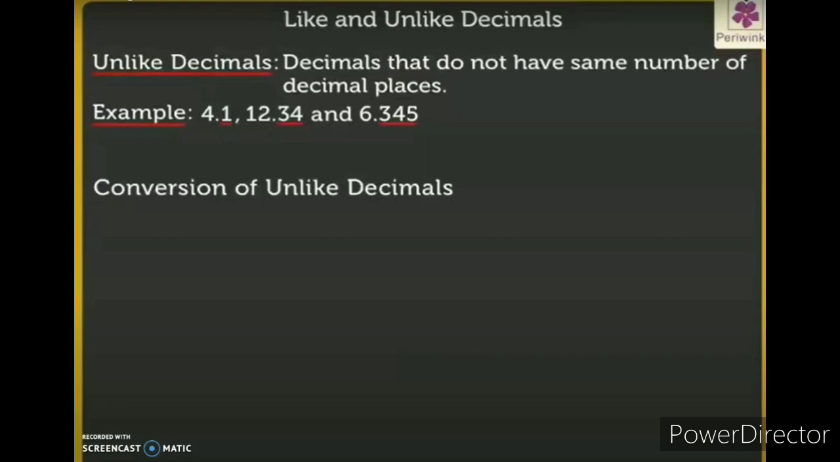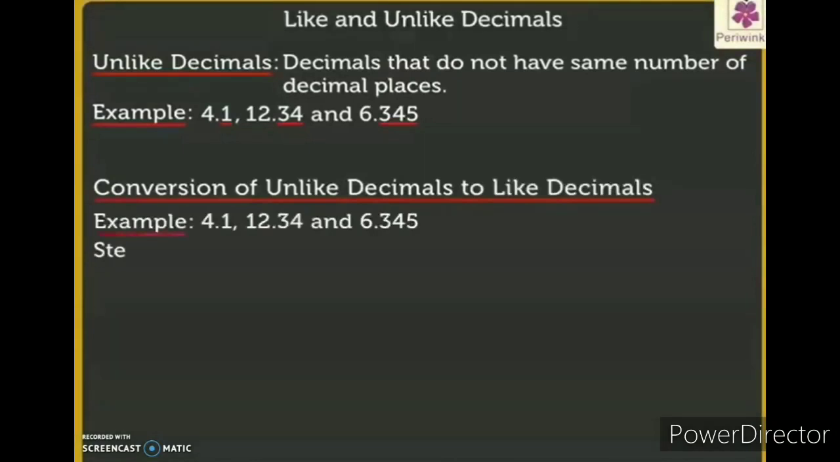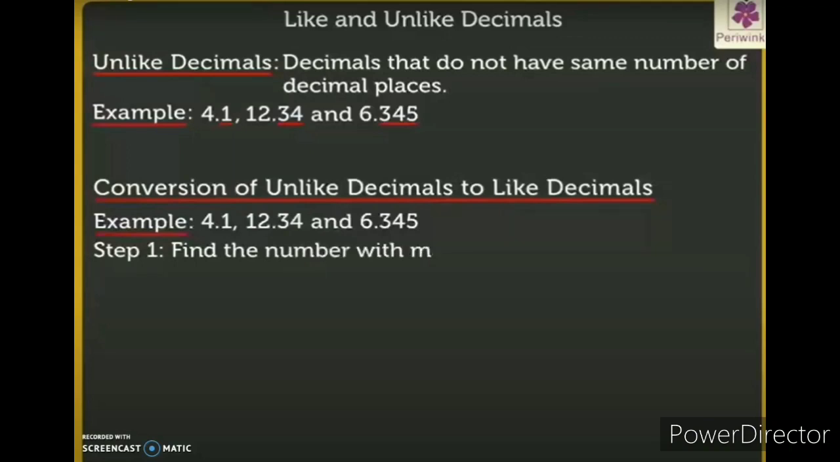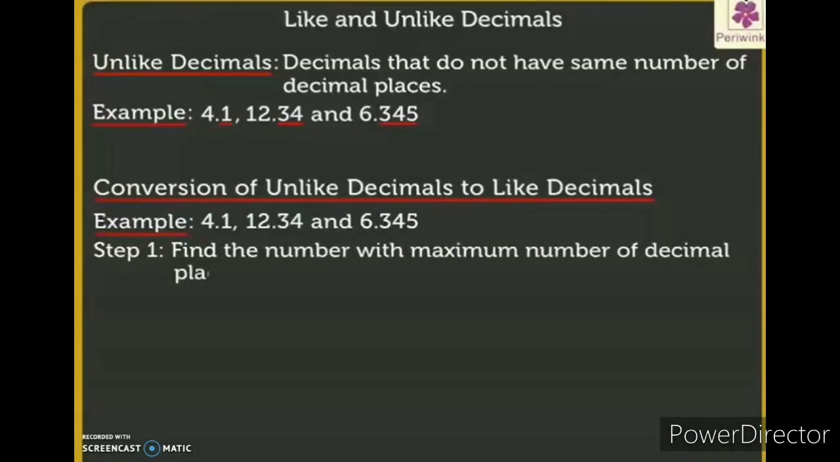Now let's see how to convert unlike decimals to like decimals. Example, children, it's given 4.1, 12.34 and 6.345. The first step is to find the number with the maximum number of decimal places. Which is the number with the maximum number of decimal places? Yes, it's 6.345. It has three places after the decimal.